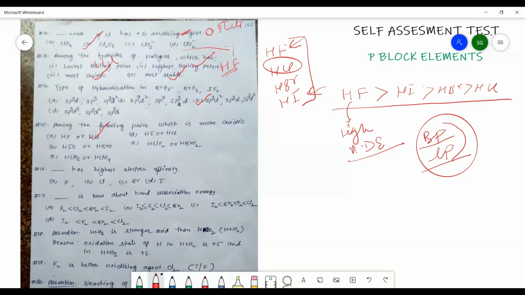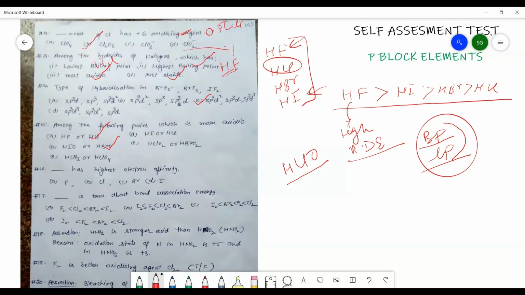In the second one, HIO or HBrO. HBrO is more acidic in nature because bromine, Br, is more electronegative as compared to I. We have done this in self-assessment test 5 also, that HClO will be more acidic in nature.